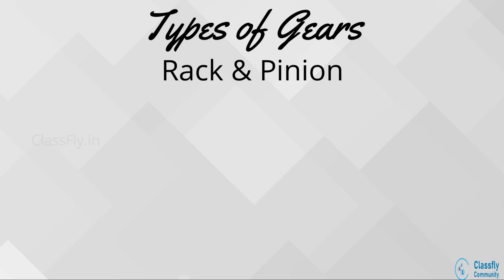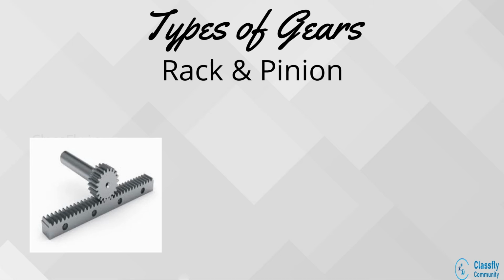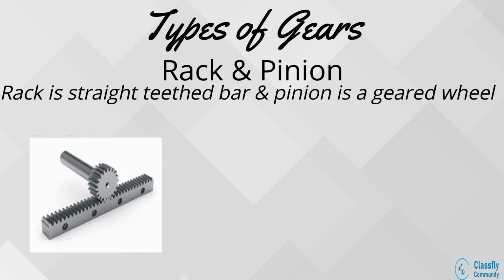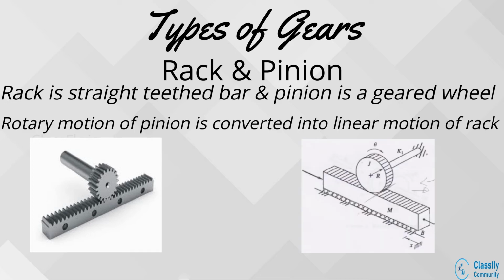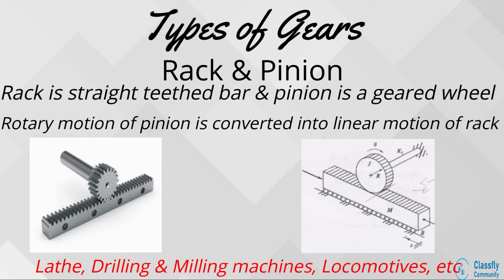Next, the rack and pinion. Well, this type consists of two components, that is the rack and the pinion. Well, the rack is a straight bar with teeth cut perpendicularly to its axis. The rack is driven by the rotation of the pinion. The pinion is nothing but a rotating gear. The rotating motion of the pinion is converted into the linear motion of the rack. Hence, these are also used in applications such as machine tools, lathe machines, drilling machines, locomotives, etc.